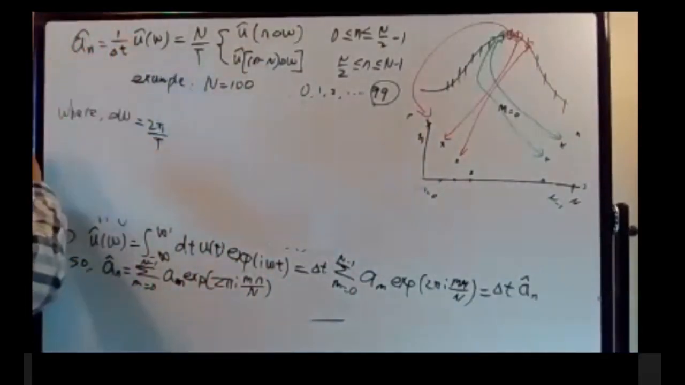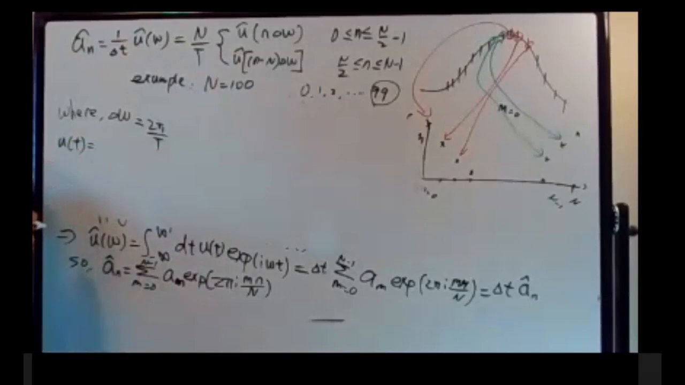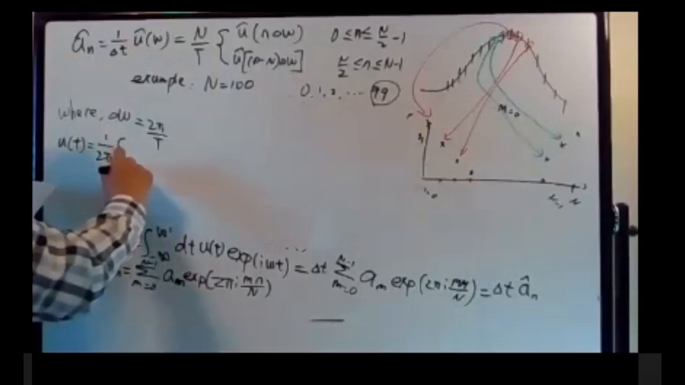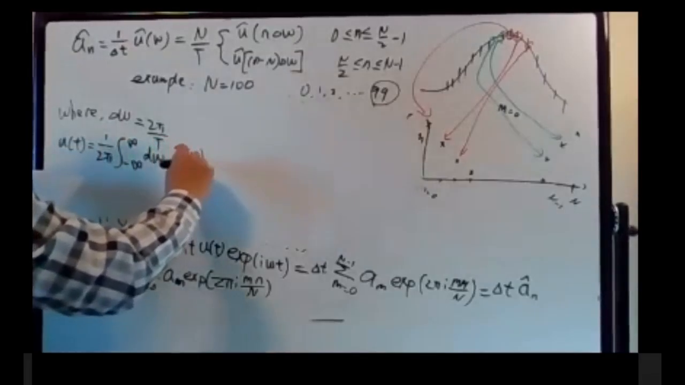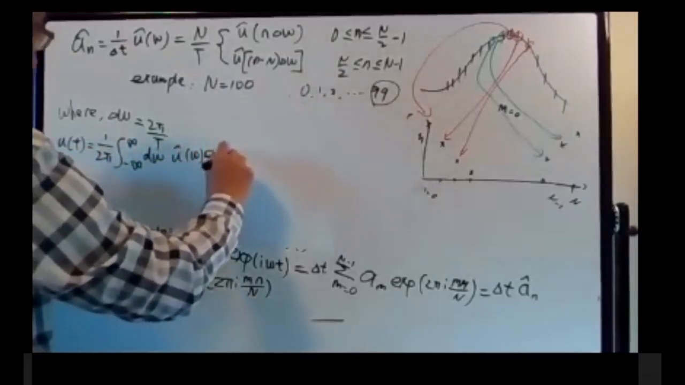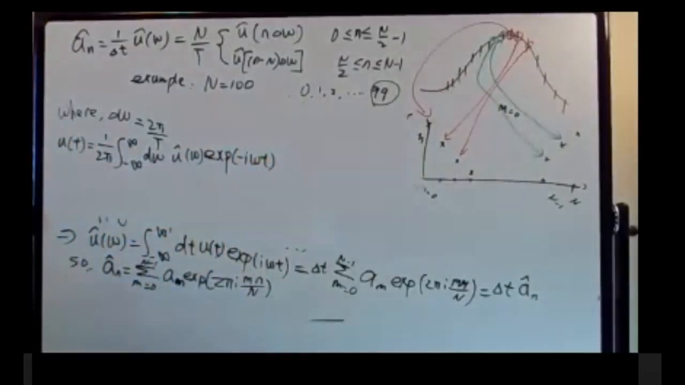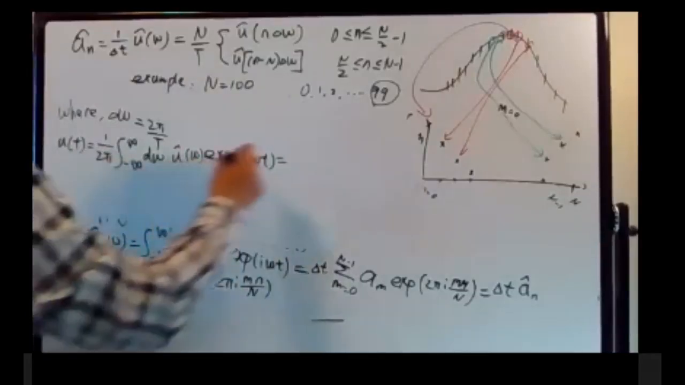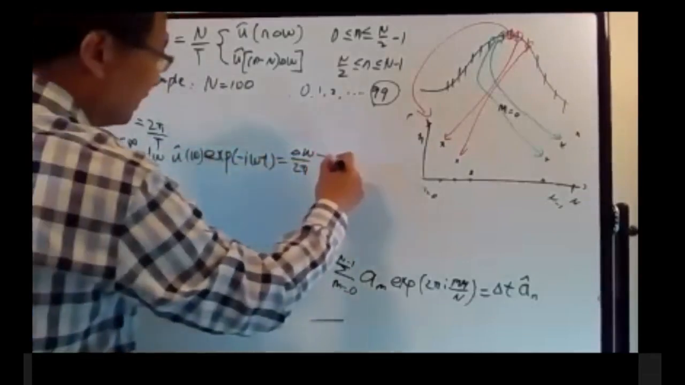Now let's take an inverse Fourier transform. u(t) is 1 over 2 pi, integral from negative infinity to infinity of d omega, u hat omega, exponential of negative i omega t. So d omega is delta omega, it's delta omega over 2 pi. And then we take a sum.